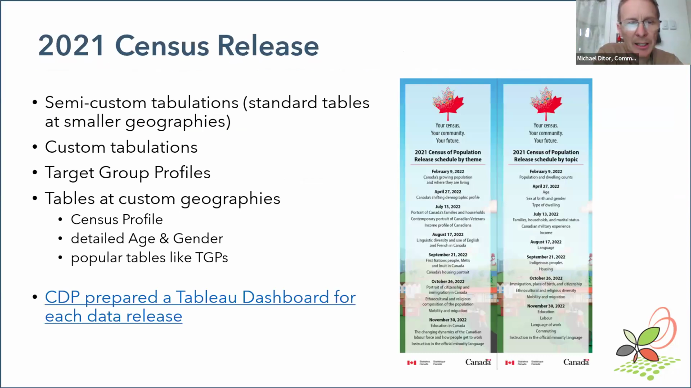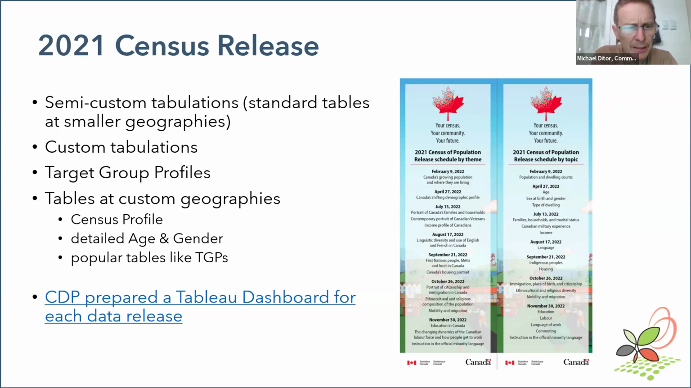So as mentioned before, we get custom tabulations. One popular data product that we get are the target group profiles. This is like taking the census profile, which is sort of a simple summary of everything that's asked in the census, but for a particular demographic group. So you'll have a target group profile for racialized population, by immigrant status, by age group, lone parents. It's worth looking. There's a long list of them, and then a number of just custom tabulations.